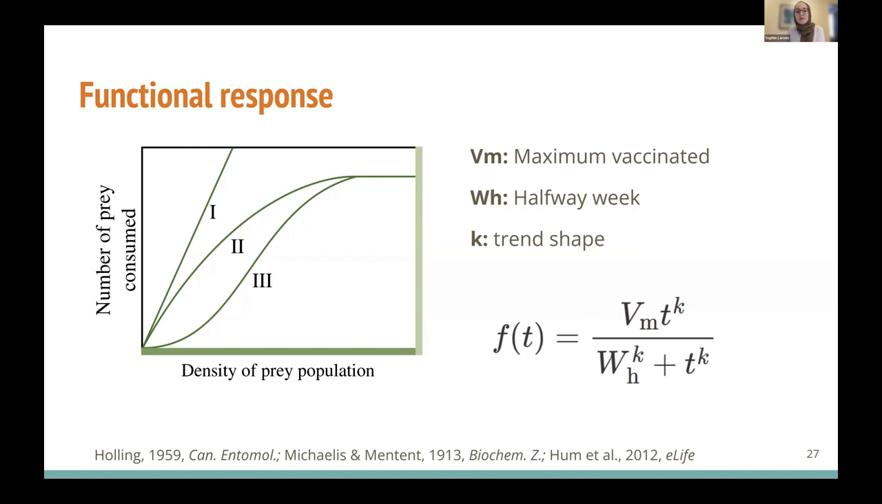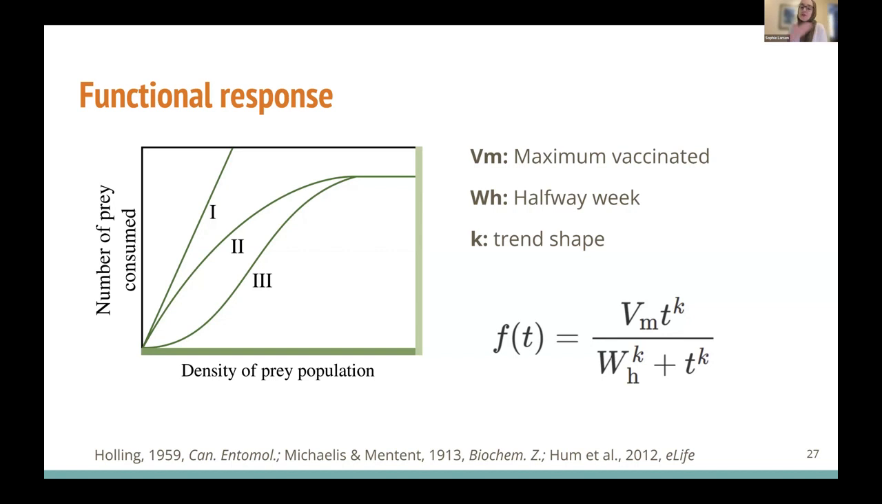And why is it useful to fit something like this? Well, we can get some really key parameters that allow us to characterize what a vaccine intervention looks like in a country. So we get this parameter VM that tells us the maximum vaccinated. So this means if I'm going to keep vaccinating forever, 60 weeks and beyond, I'll eventually hit this plateau of VM. And then the WH is the week at which I reach half of VM. We call it the halfway week.